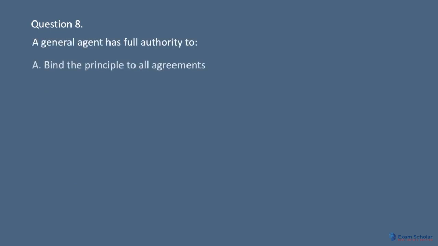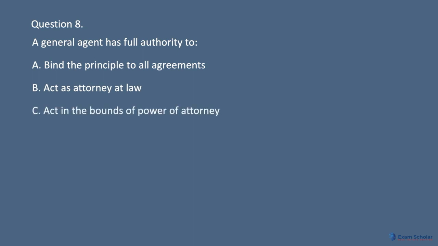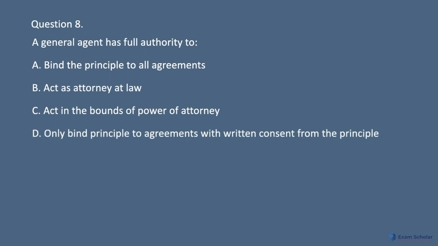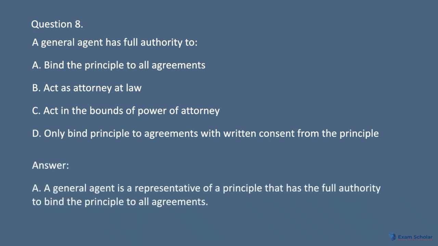Question 8. A general agent has full authority to A. Bind the principal to all agreements. B. Act as attorney at law. C. Act in the bounds of power of attorney. D. Only bind principal to agreements with written consent from the principal. Answer: A. A general agent is a representative of a principal that has the full authority to bind the principal to all agreements.